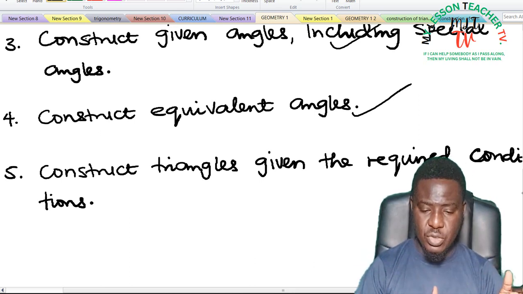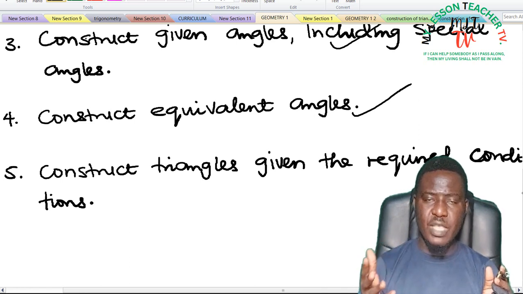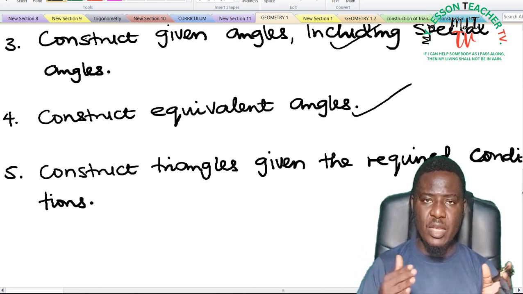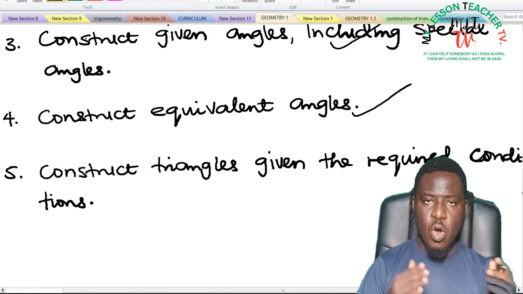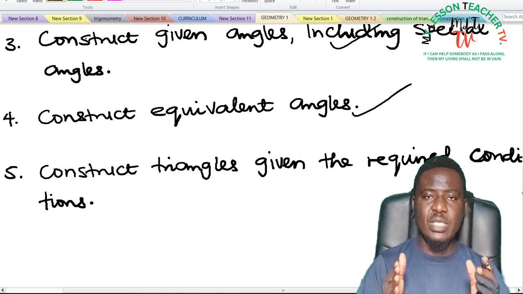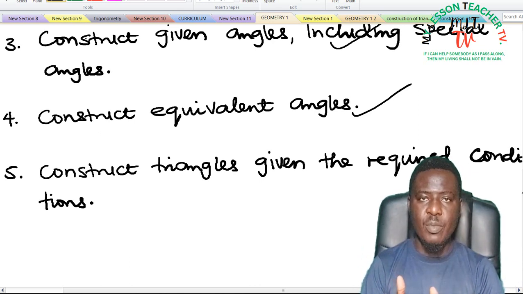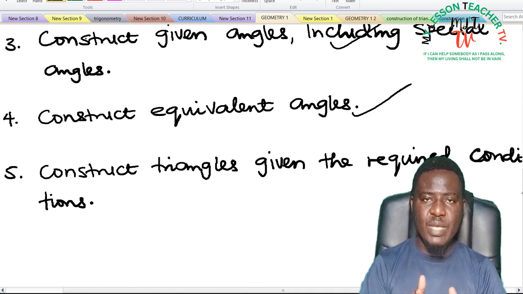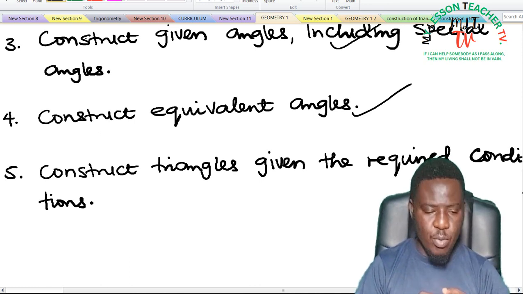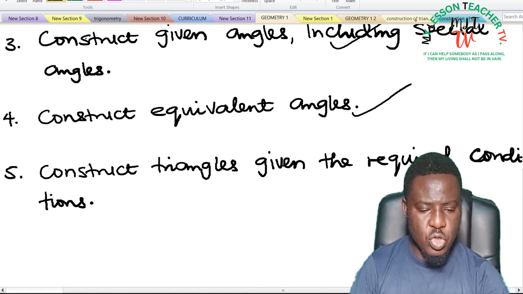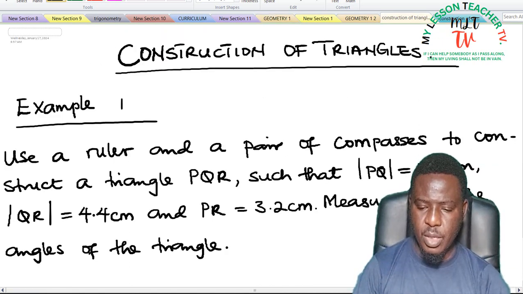What are the conditions required? The required conditions include any of the given sides as well as any of the given angles. So all we need to do is, with the knowledge we have gotten from the basics, we can apply that in solving other complex problems. So let's look at construction of triangles.